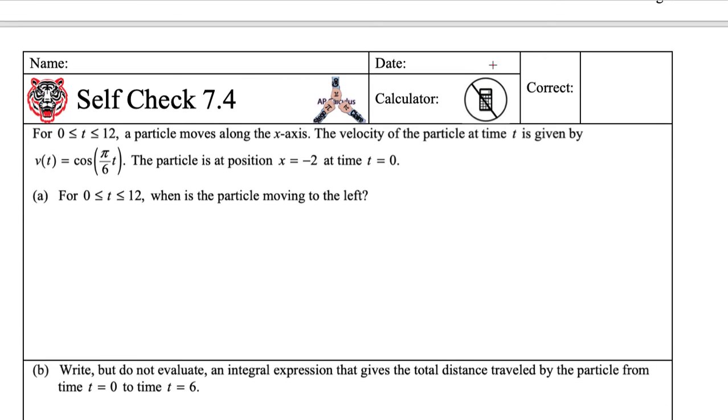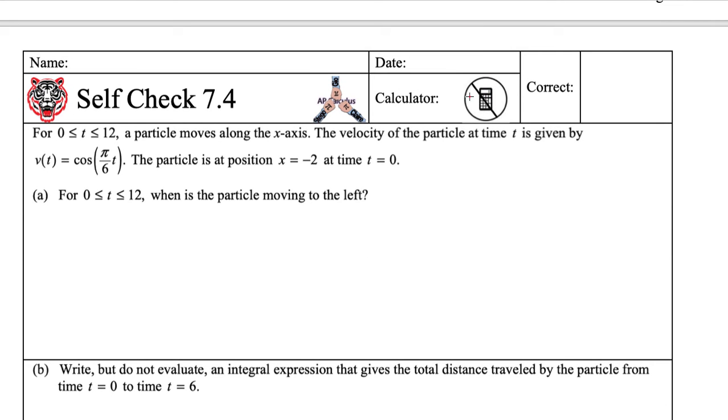Yeah, I'm just making sure. This should have been a no calculator question, and that should have been me pointing it out. I did put it on here, but I forgot to say it out loud. So I need to figure out where my velocity is equal to 0, and how do I figure that out without a calculator? So this is the general idea.